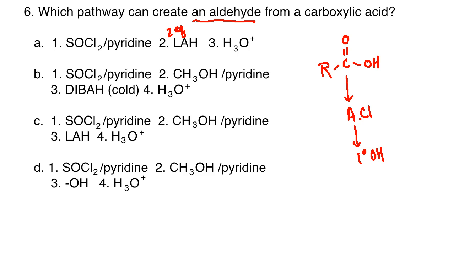You cannot say, well, I'll use one equivalent of it and then it'll stop at an aldehyde and I'll be able to control it that way. You cannot do that. So yes, I purposely left out the fact that it was two equivalents in this case because you cannot control those reactions. Okay, so that's important to remember.